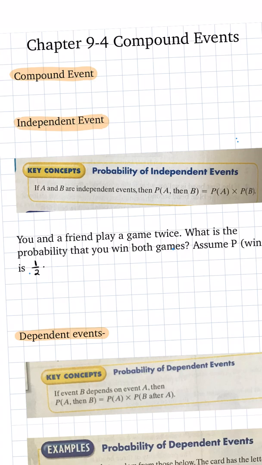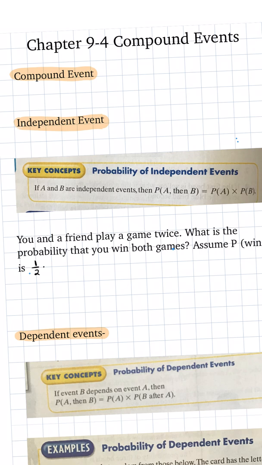Hi class, today we're looking at Chapter 9, Lesson 4, Compound Events. So you can find the probability of more than one event, such as winning a game twice. A compound event consists of two or more events.